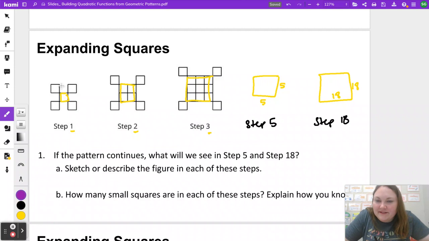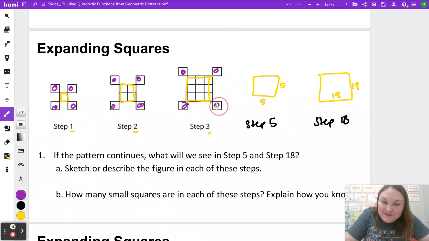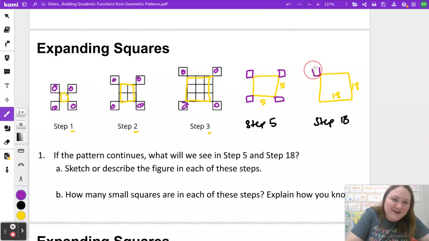There's one part of this picture that remains constant no matter how big the picture gets, and that's these 4 squares on the corners. Every single time we've got 4 squares, no more, no less, and they always happen to be on those corners. So for step 5, I would still see those 1, 2, 3, 4 squares, and then same thing here, those 1, 2, 3, 4 squares.